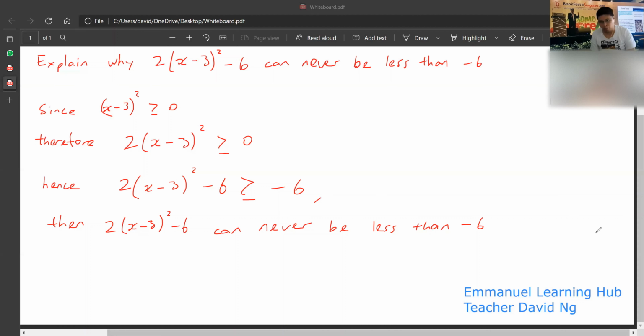O-level, the proving where you need to explain, right? You just need to use the format since, therefore, hence. No need to write long essay.